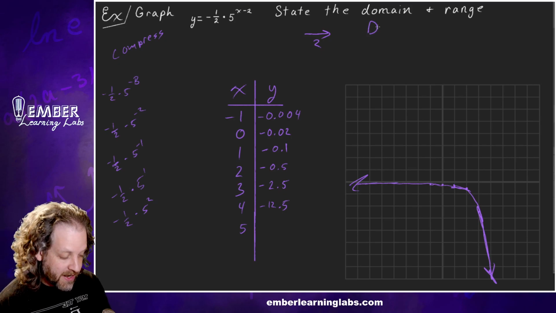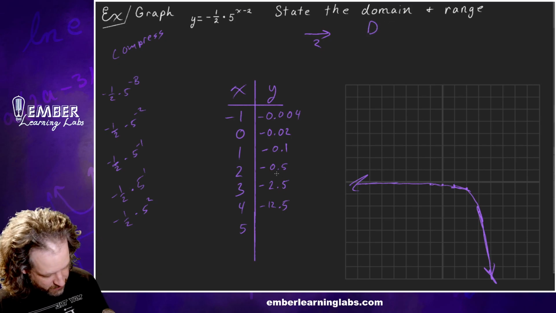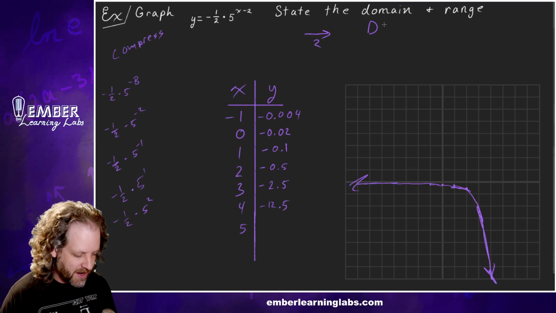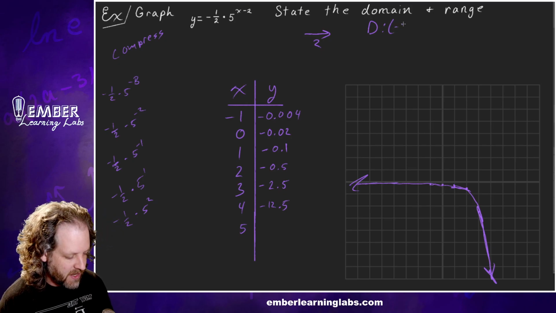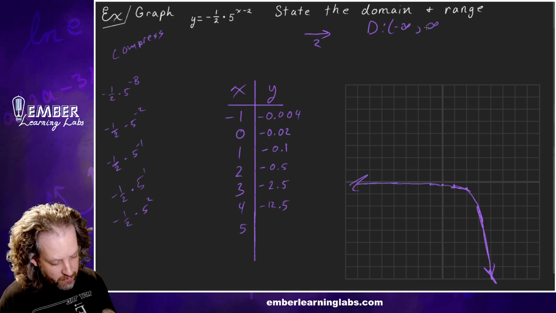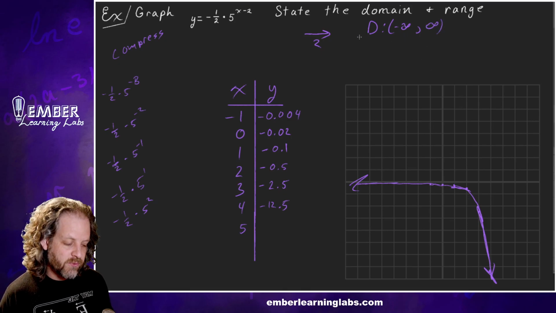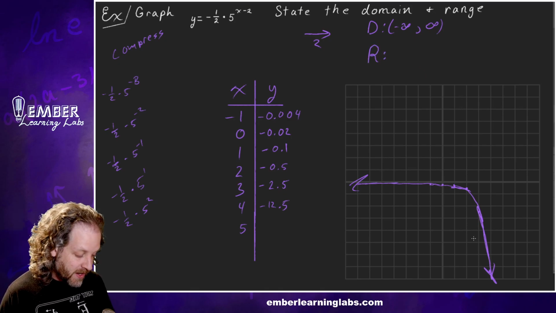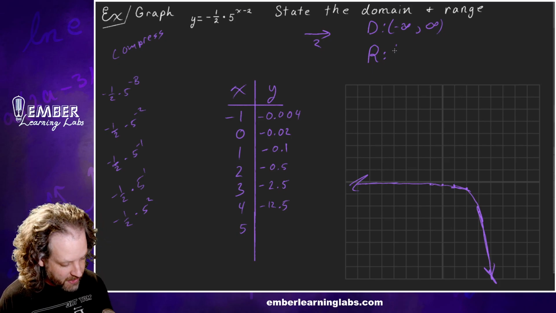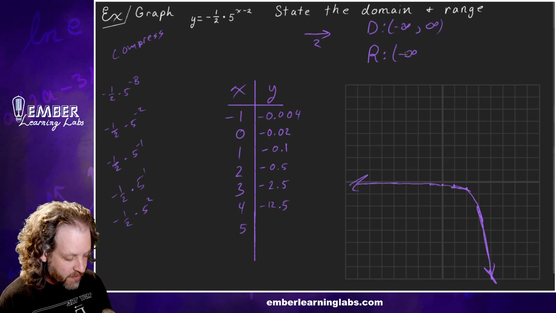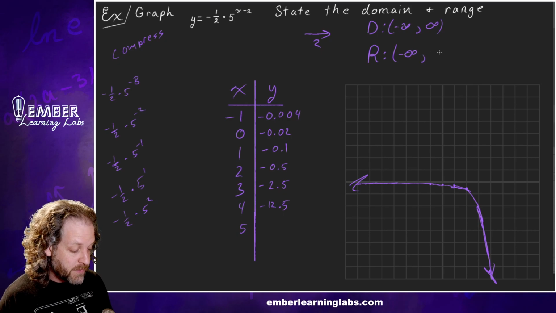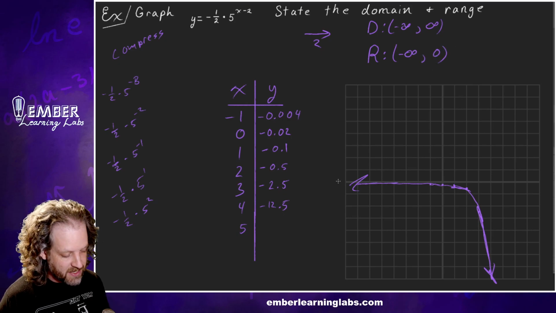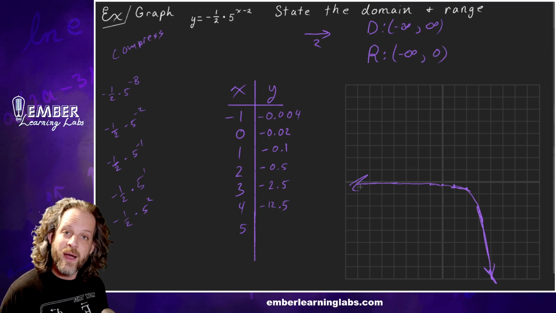So our domain, again, is all real numbers. It keeps going left forever and to the right forever, right? So negative infinity to positive infinity. Now, remember that we always write an interval. When we do interval notation, we write the lowest number to the highest number. So it's going to go from negative infinity up to 0, right? So negative infinity, we never include infinity. Up to 0, not including 0. Because it never quite gets there.